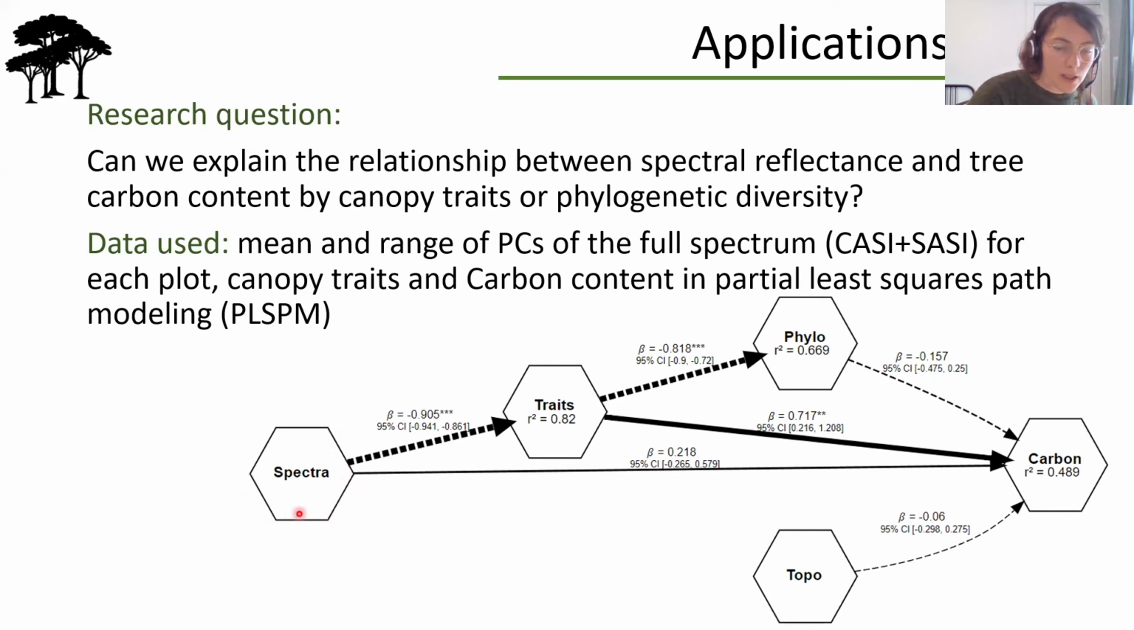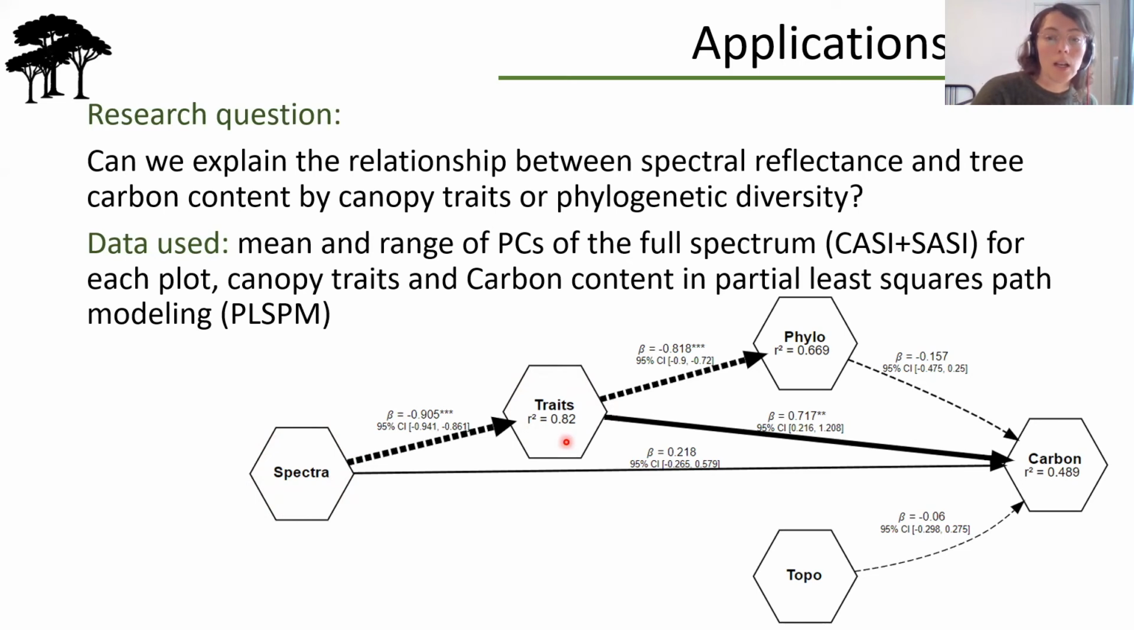So each of these polygons here are so-called latent vectors, which are fitted by other variables. The spectra, for example, are composed by the mean and the range of the principal components of the full spectrum for each of the plots. The canopy traits here are composed by the different community-weighted mean leaf trait values.